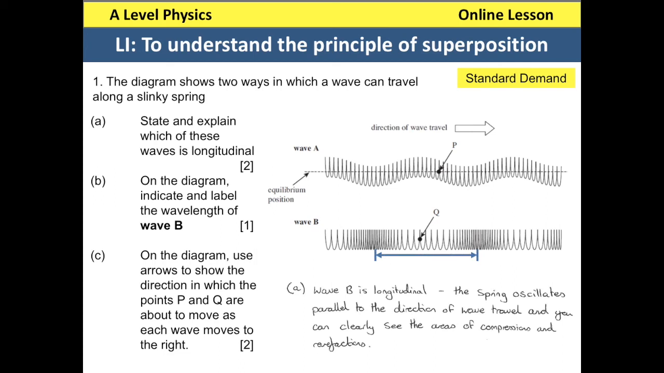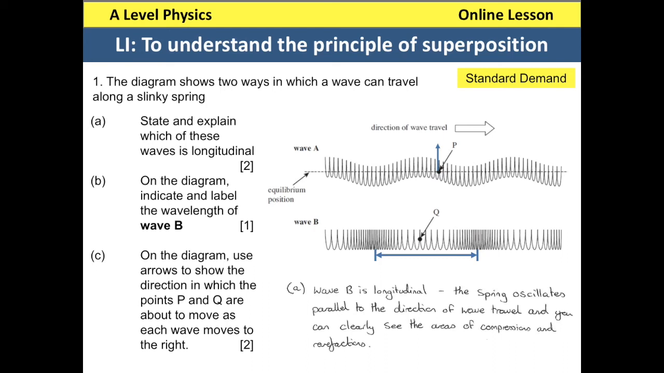And then part C says, on the diagram, use arrows to show the direction in which the points P and Q are about to move as each wave moves to the right. So if wave A is moving to the right, then we would expect the peak of this wave to continue to move to the right. The material, though, isn't being displaced in itself, so we will need this peak here to end up being here. For that to be the case, point P is going to have to move upwards in order for this antinode to continue to move along this progressive wave. So the answer there for P is that P is going to move upwards.